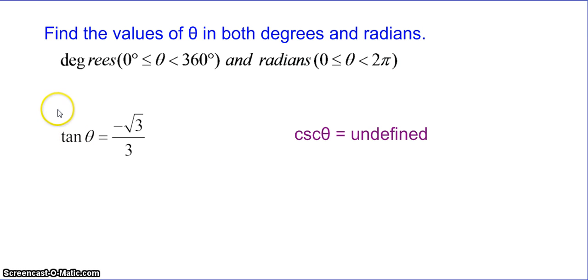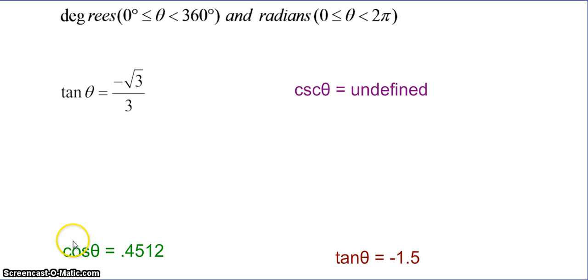From the unit circle. So where does tangent of theta equal negative root 3 over 3? Where is cosecant of theta undefined? And then where does cosine of theta equal 0.4512? And where does tangent of theta equal negative 1.5?